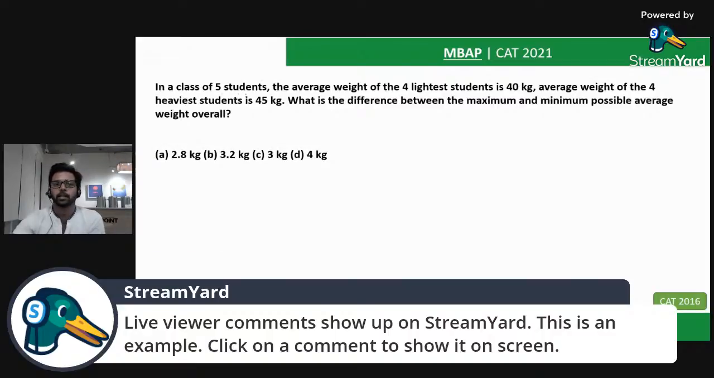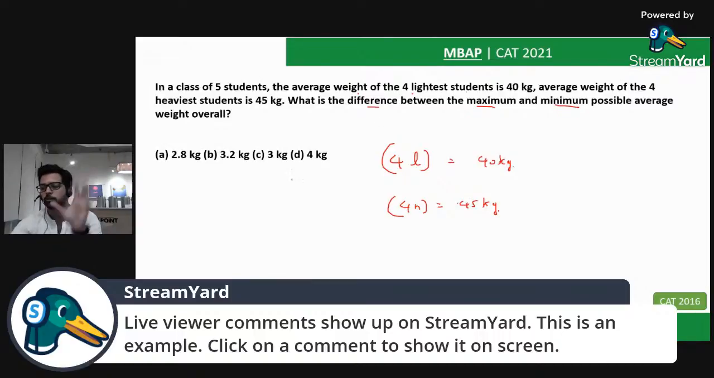It says, in a class of 5 students, the average weight of the four lightest is 40 kg. The average of the 4 heaviest is 45 kg. The question is, what is the difference between the maximum and the minimum possible average of all the 5 people?